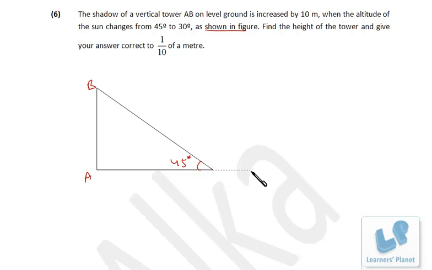So this is 10 meter, I suppose, when the altitude of sun changes from 45 to 30. Now initially it is 45, now it is 30. So from this point to this point it is 10 and this is 30 degree, right? We have to find out the height of the tower. This is x, I suppose this to be y.